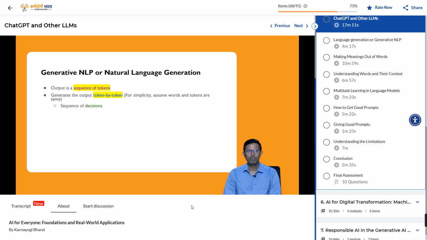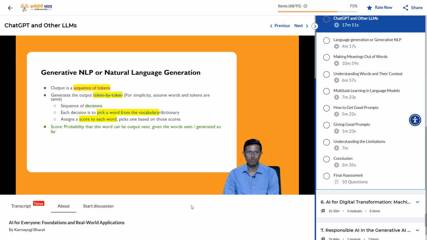Essentially, it is making a sequence of decisions. At each time step, it outputs a token or a word, then goes on to output the next token. The model already has a list of words which could be in the output. You can consider this to be the complete vocabulary, the complete dictionary. At each time step, when it has to produce a new word, it decides which of these words from the vocabulary should be output next. For that, it assigns a score to each word, and based on these scores, it picks a word which goes to the output.